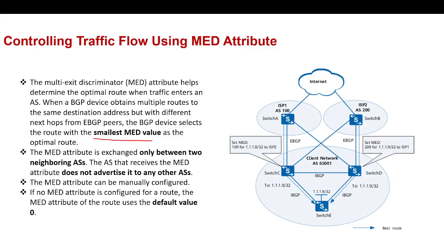So you can see that in this similar setup, you've set MED 100 for this network, and you've set 200 for this network, so our traffic will flow this side because we have a lower MED. MED is similar to cost in IGP, and the default value for MED is 0.